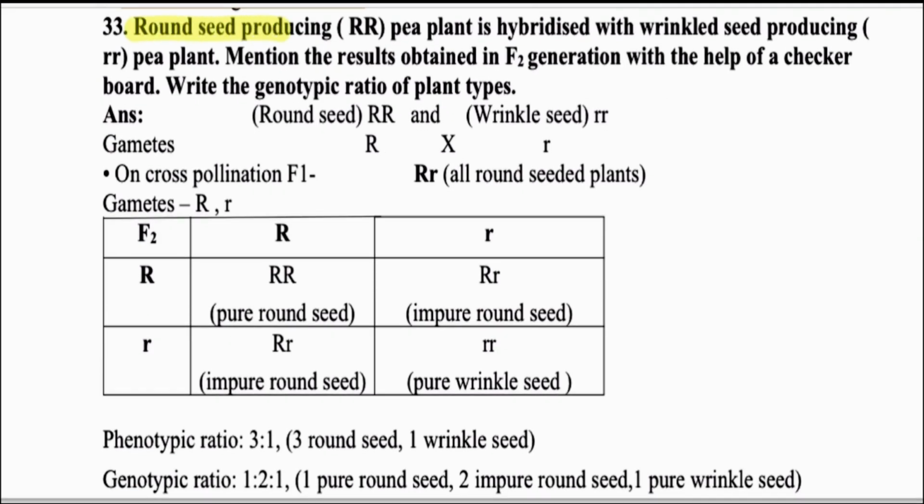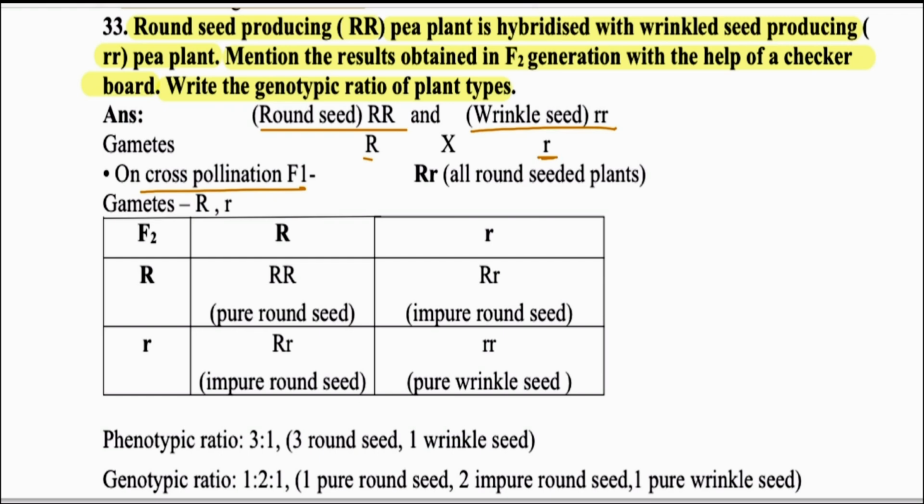A round seed producing RR pea plant is hybridized with a wrinkled seed producing rr pea plant. Mention the results obtained in F2 generation with the help of a checkerboard. Write the genotypic ratio of the plant types. Round seed means capital R, and the gametes for this is R, whereas if we talk about wrinkled seed, small r, the gametes is r because both are the same.